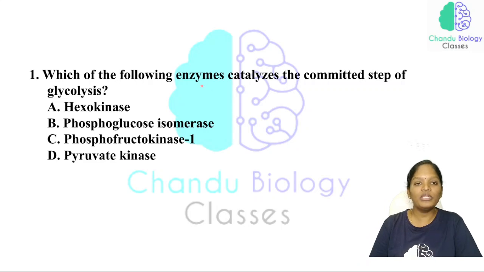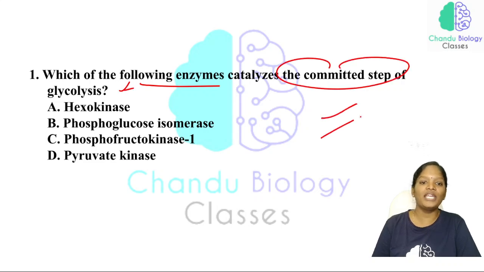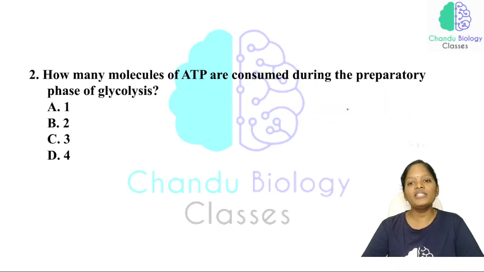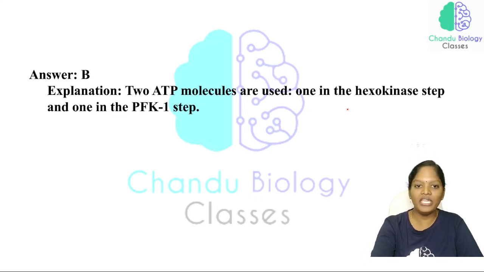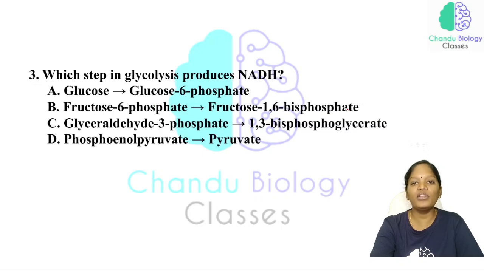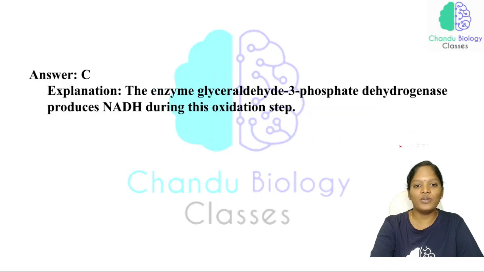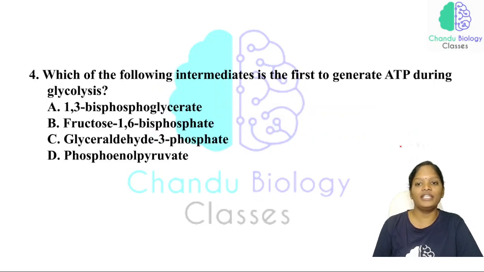Now, come to the question: which of the following enzymes catalyzes the committed step of the glycolysis? Committed step of the glycolysis, which enzyme? Rate limiting enzyme, that is none other than phosphofructokinase. How many molecules of ATP are consumed during the preparatory phase of the glycolysis? That will be 2 molecules. Which step in glycolysis produces NADH? Definitely that will be glyceraldehyde 3-phosphate to 1,3-bisphosphoglycerate. So at this stage we are getting the NADH.